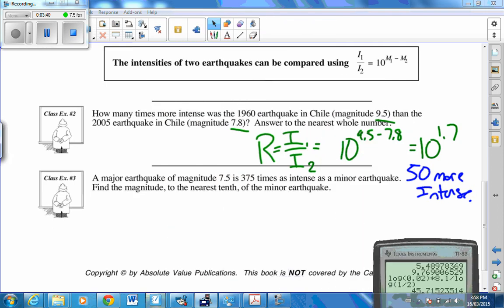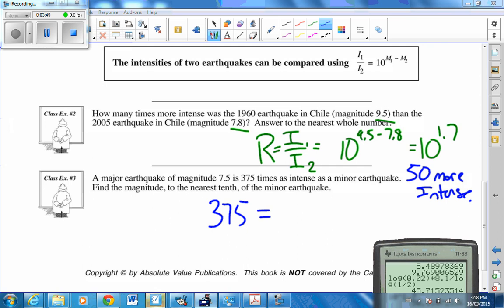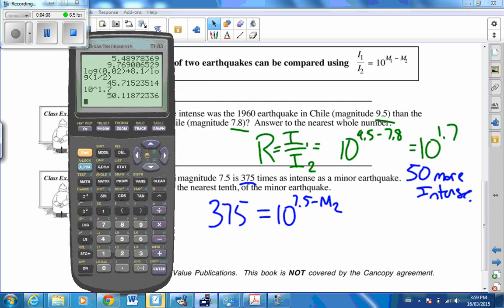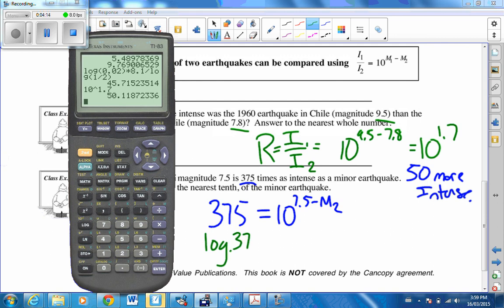This one here, 7.5 is 375 times more intense. So this is going to be, the 375 is my ratio. 10 to the 7.5 minus something. All I'm going to do is do the log of 375. Log base 10, and then the log base 10 of each side makes this just 7.5 minus m2.